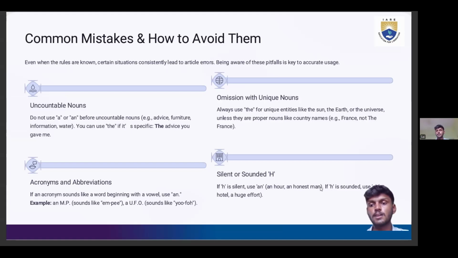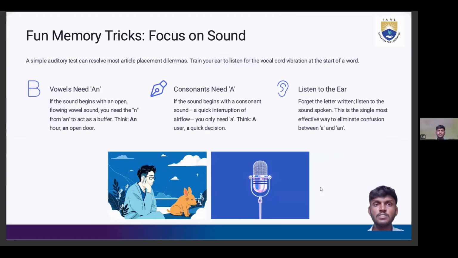Next, we are going to another slide. Insider tricks: focus on sound. A simple auditory test can resolve most article placement dilemmas. Train your ear to listen for the vocal cord vibration at the start of the word. If the sound begins with an open, flowing vowel sound, you need an to act as a buffer. Think an hour, an open door, like that.